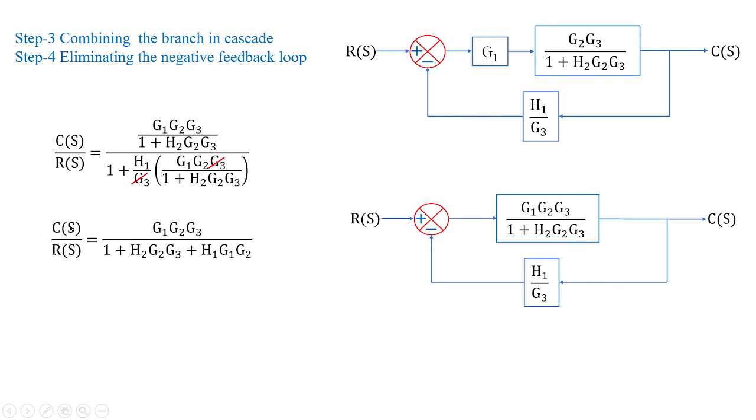So the final answer of the transfer function would be G1 G2 G3 by 1 plus H2 G2 G3 plus H1 G1 G2. Yeah, this is the final answer. So option A would be the right answer according to the given multiple choices.